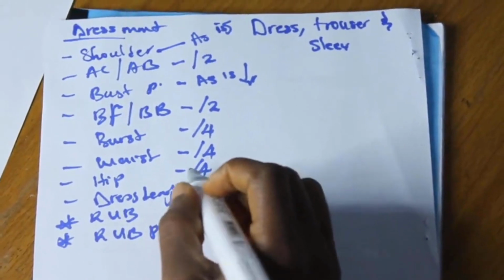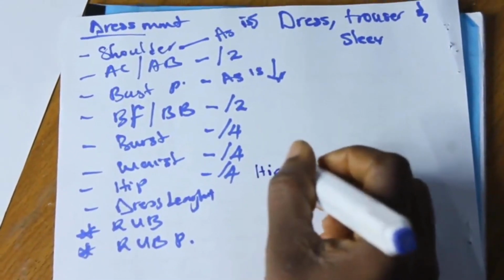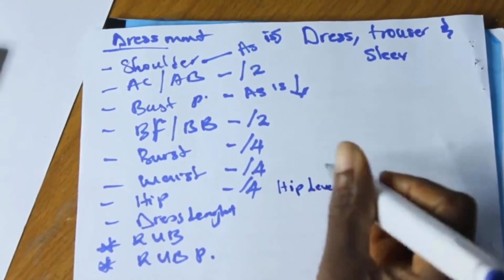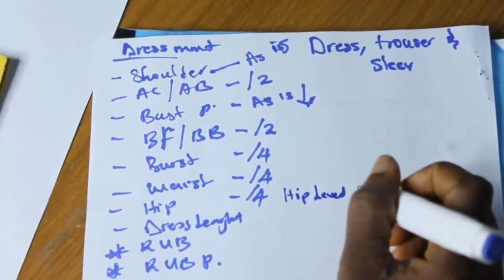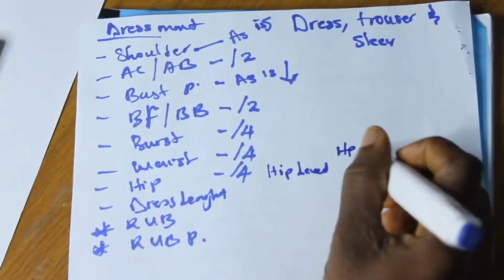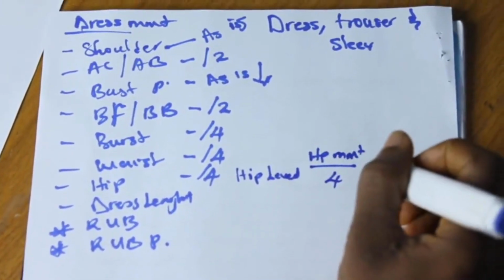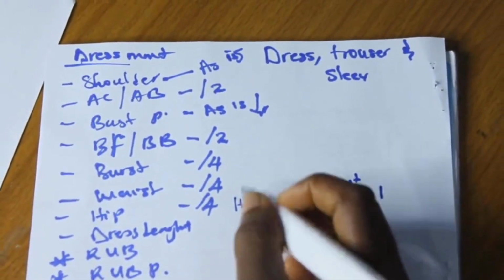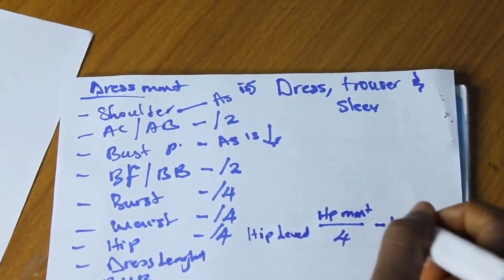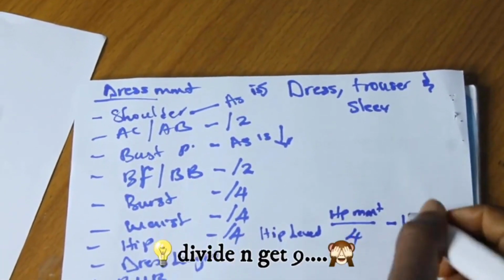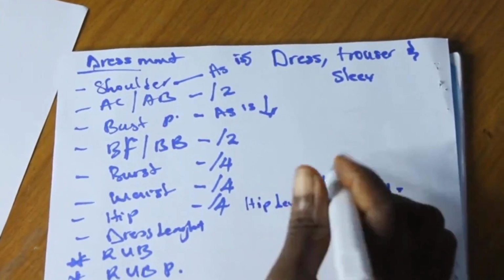Like I was saying, the hip measurement you divide by 4, but to get the hip level, that's the hip depth, you divide the hip measurement by 4 minus 1 inch. From the waist, you measure down to that measurement. Let's say the hip is 36, you divide it by 4, you get 9, minus 1, that's 8. So the distance between the waist and the hip level is going to be 8 inches.